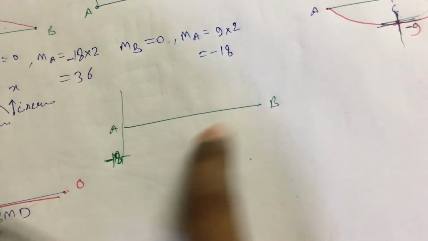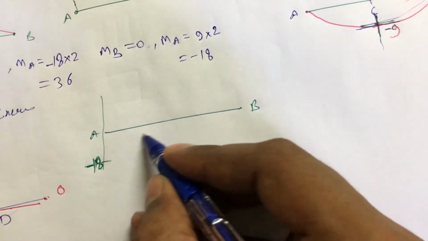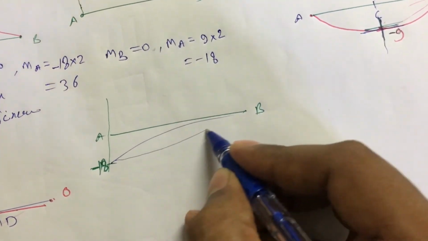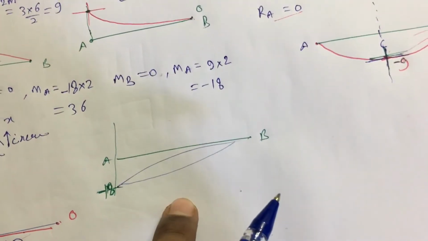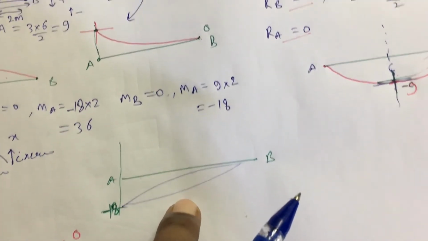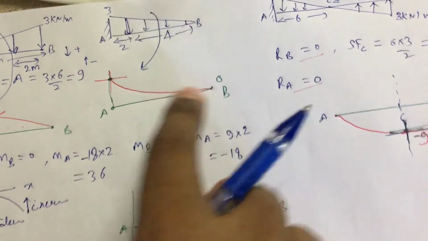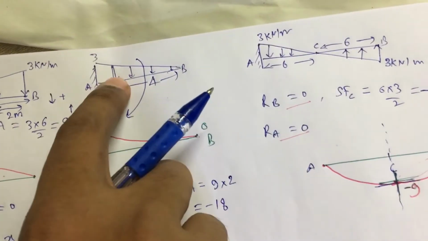Now from minus 18 you have to draw the curve like this. So this will be like this or like this, you tell me, increasing or decreasing. To check the BMD we have to check the variation of shear force. To check shear force we have to check the variation of loading.